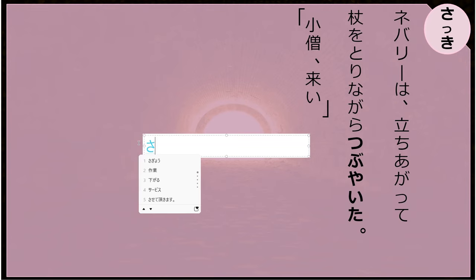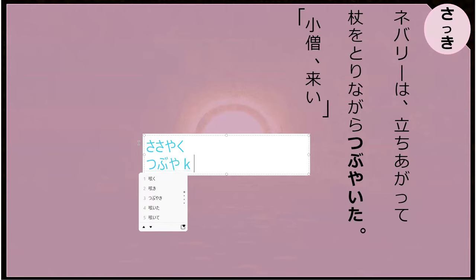Review here. To whisper is sasayaku. To mutter is tsubuyaku. So they both end with the word yaku. Sasayaku and tsubuyaku. One is to whisper, the other is to mutter. But don't they mean similar things, to speak softly? Well, tsubuyaku is a deeper sound, right?